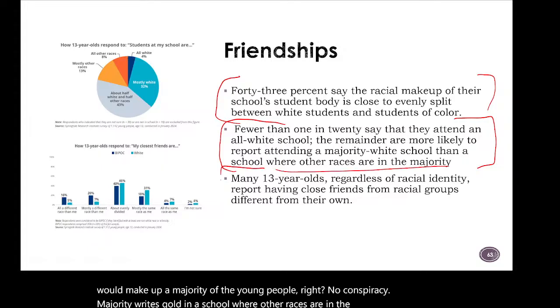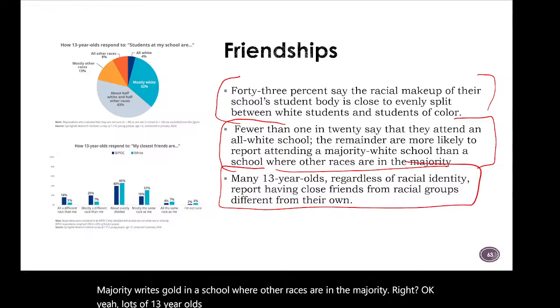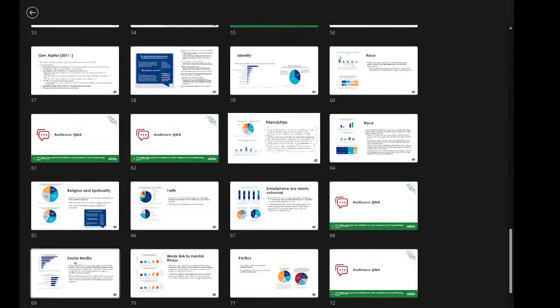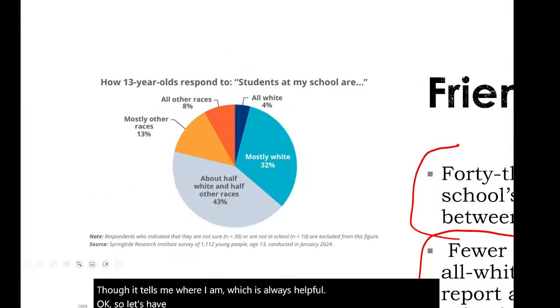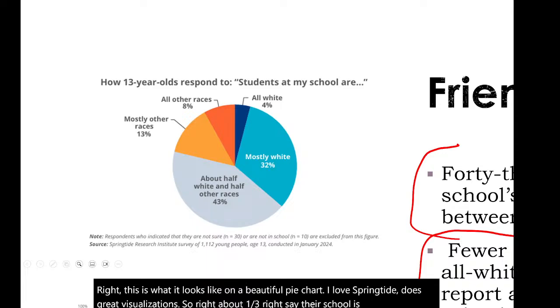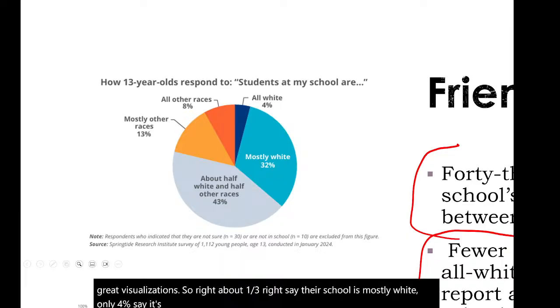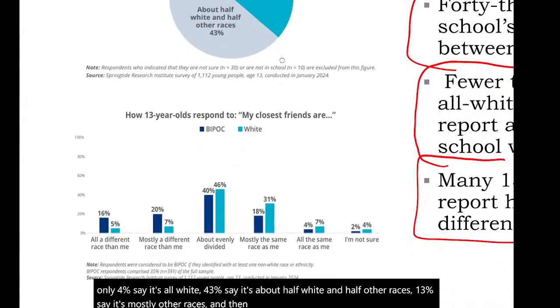Okay. And yeah, lots of 13-year-olds, regardless of racial identity, say they are close friends with people of different racial groups. And let's, oh, no, that's not what I wanted. Though it tells me where I am, which is always helpful. Okay, so let's have a look here. So, right, this is what it looks like on a beautiful pie chart. I love Springtide, they do great visualizations. About a third say their school is mostly white. Only 4% say it's all white. 43% say it's about half white and half other races. 13% say it's mostly other races. And then 8% say it's all other races, right?